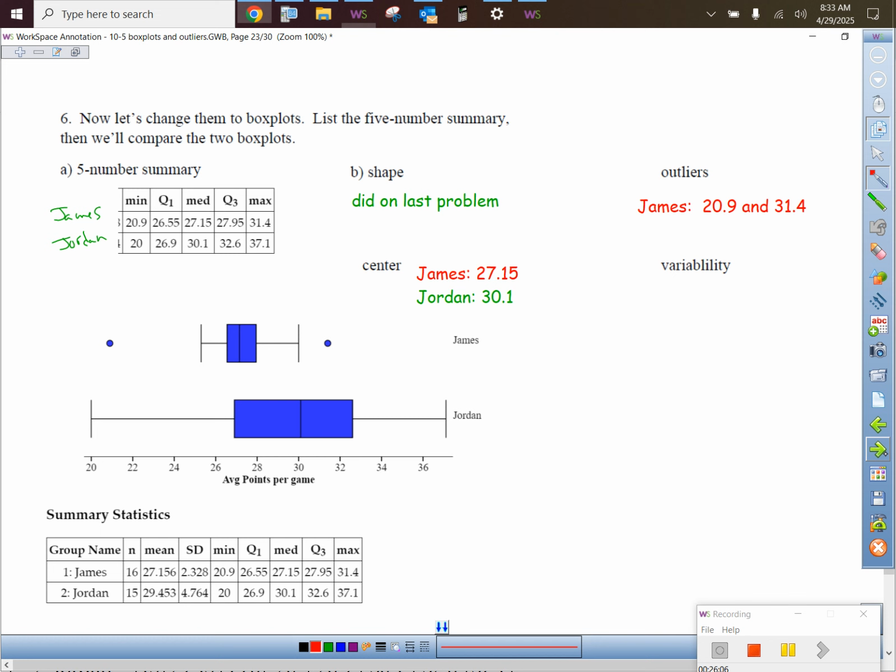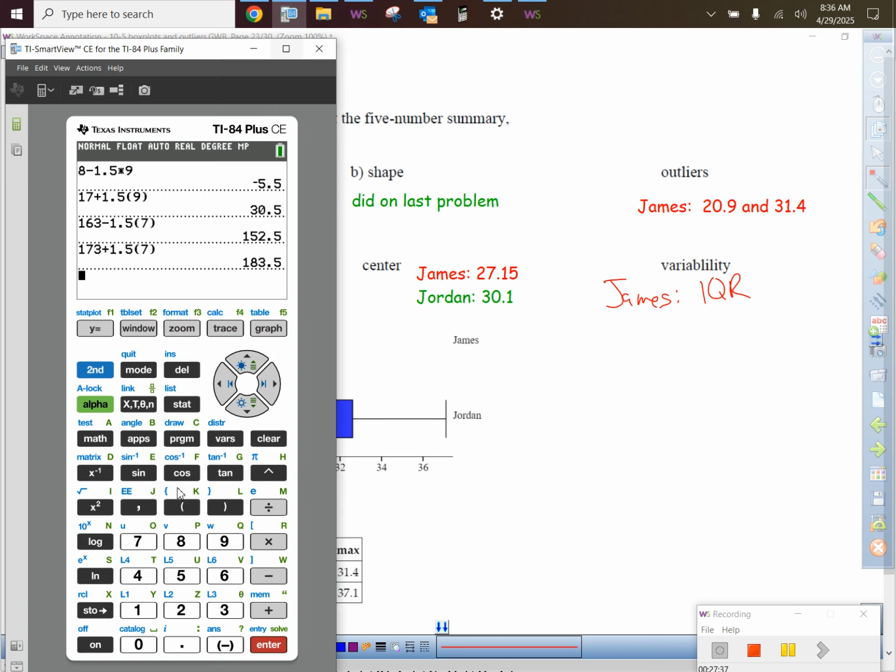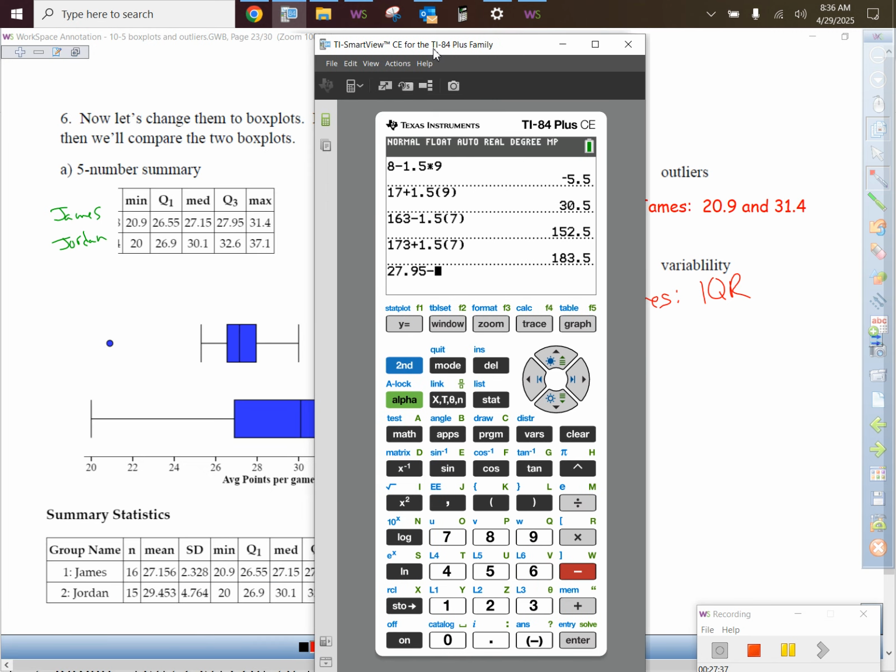So let's do this. Let's go James, IQR, find his interquartile range. 27.95 minus, what is the other number? 24. 26.55, right?